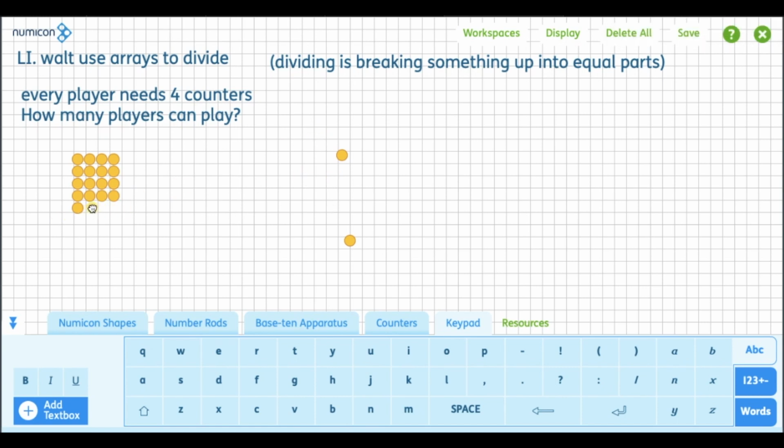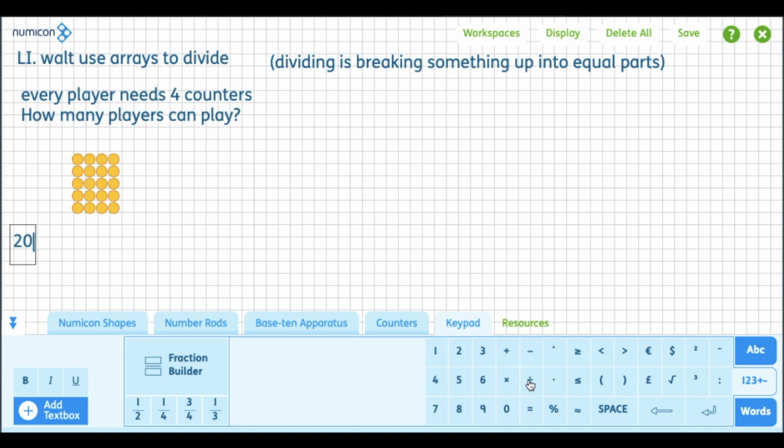So there we go. We've got 4 counters per player, and we've got 1, 2, 3, 4, 5 sets of 4 here. So we can have 5 players, and we can write that as a dividing sentence. We can write 20, because that's what we started with. 20 divided by 4 is equal to 5.